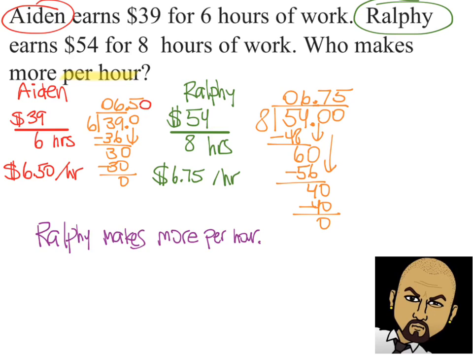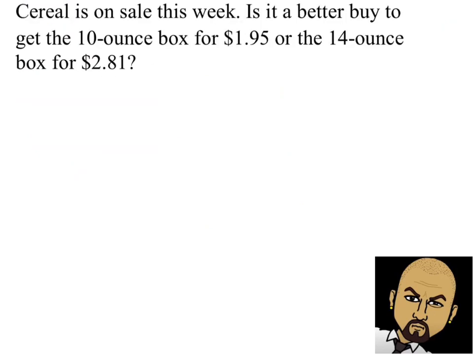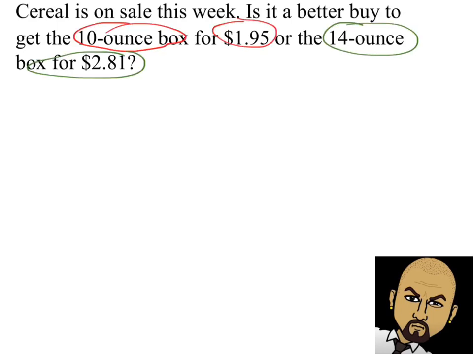All right, let's take a look at another problem. Here we got cereal. It's on sale. Is it a better buy to get a 10-ounce box for $1.95 or a 14-ounce box for $2.81? So we have a 10-ounce box, we have a 14-ounce box, we have two situations, and we need to figure out the unit rate, or in this case, the unit price for each situation.